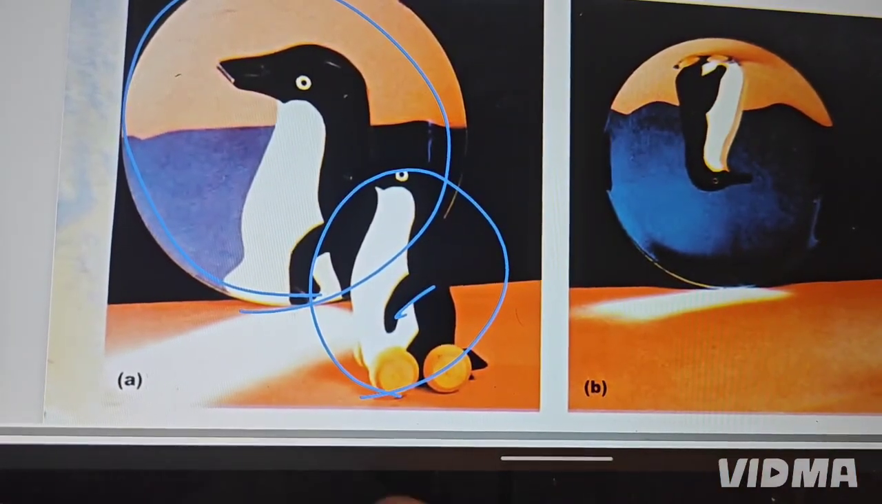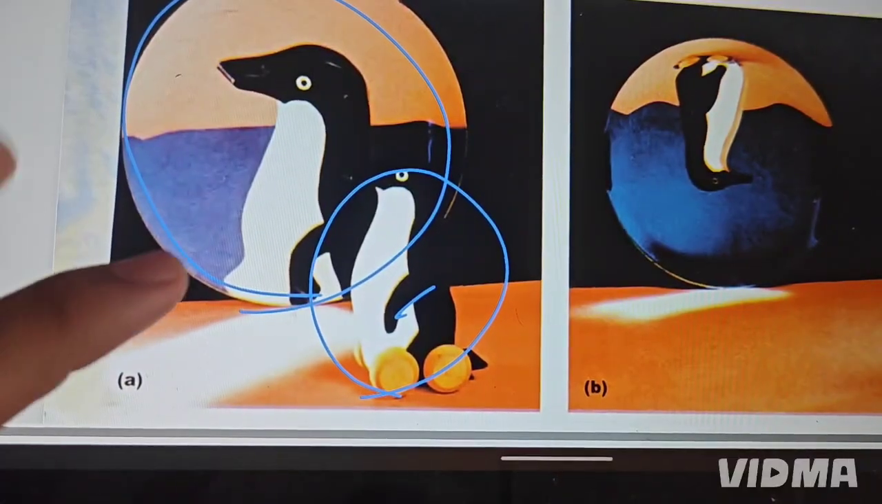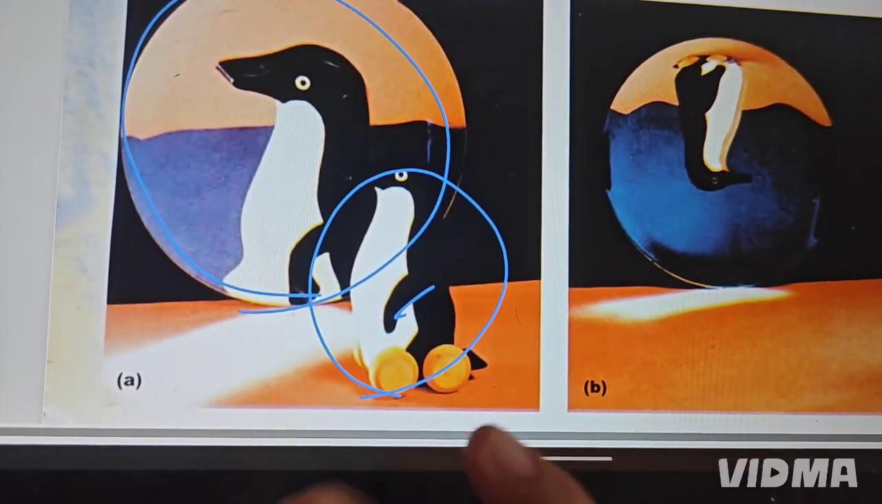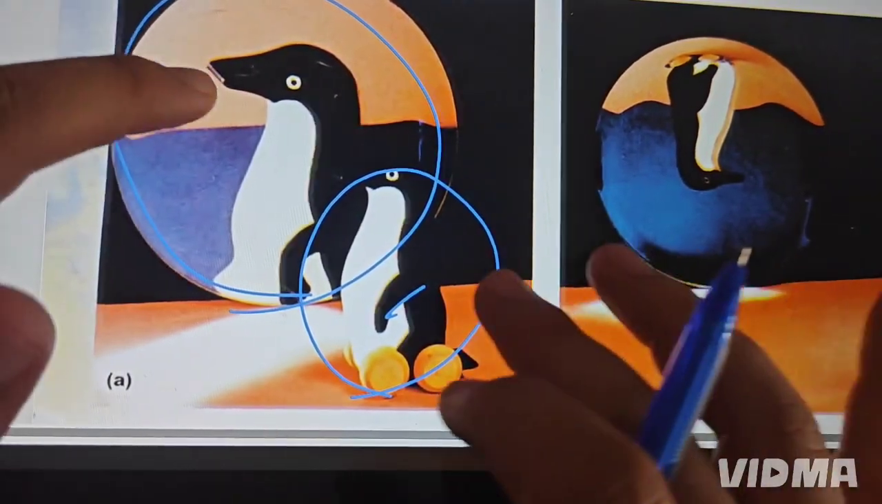So in spherical mirror, we understood now. It's a real image because the image is in front of the mirror, and their sizes are not the same, they are different.